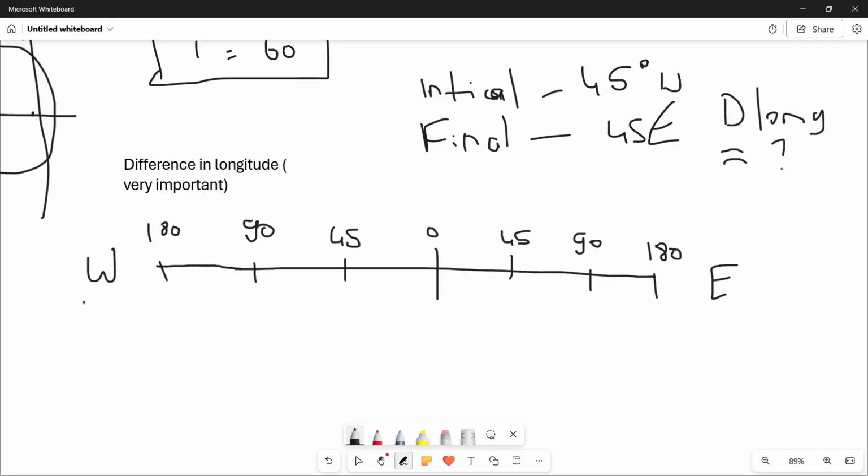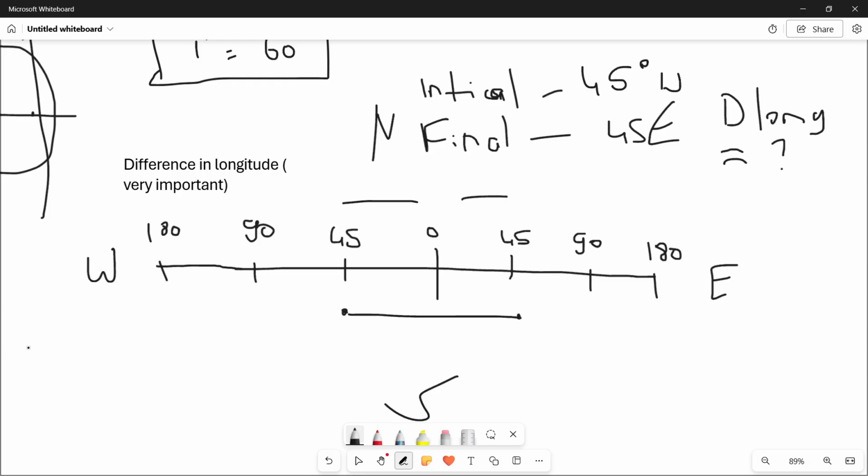As we already know, right side is east, left side is west. This is north, this is south. To find the difference in longitude, it is given that 45 degree west. So they are telling me that my position is this, initial position, and then my final position is this. What is my d long? Simple, by looking at the table, you can calculate 45 plus 45, that is 90 degree. Difference in longitude is 90 degree.